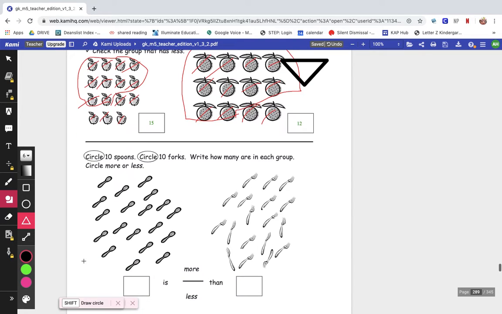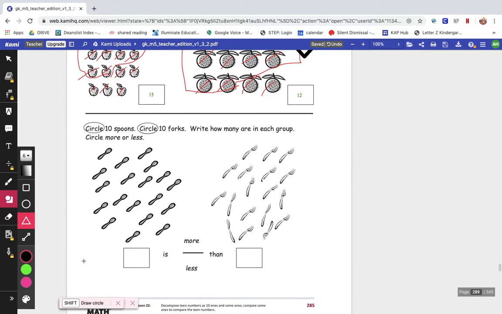All right. Now I want you guys to do this one all by yourself. You guys count the spoons and count the forks, and then tell me, or take a picture to tell me which one has more and which one has less. All right. Push pause. All right, I am hoping that you guys took the time to count and to decide which one had more and which one had less. Let's do this together, all right? Here we go. 1, 2, 3, 4, 5, 6, 7, 8, 9, 10.